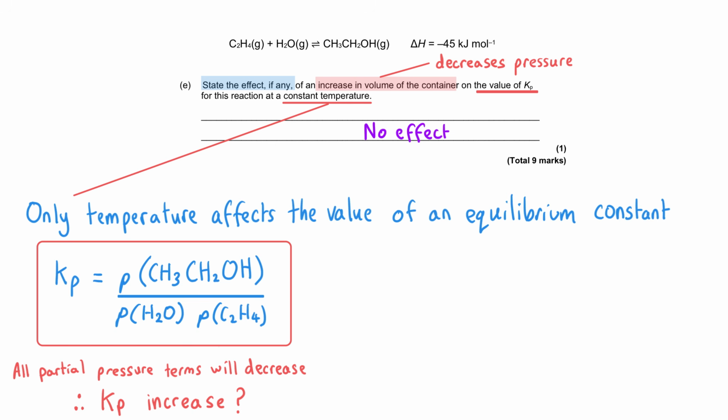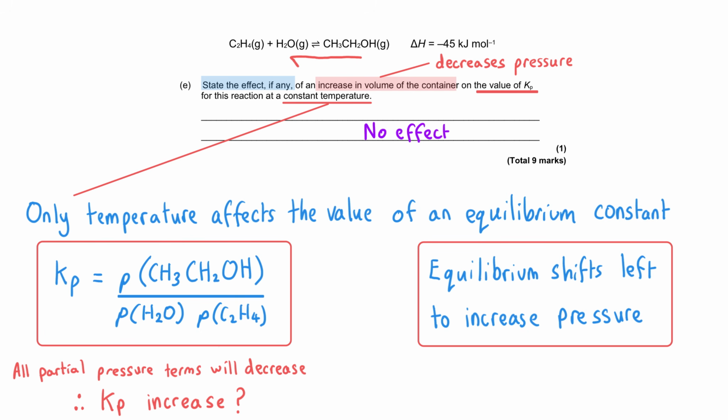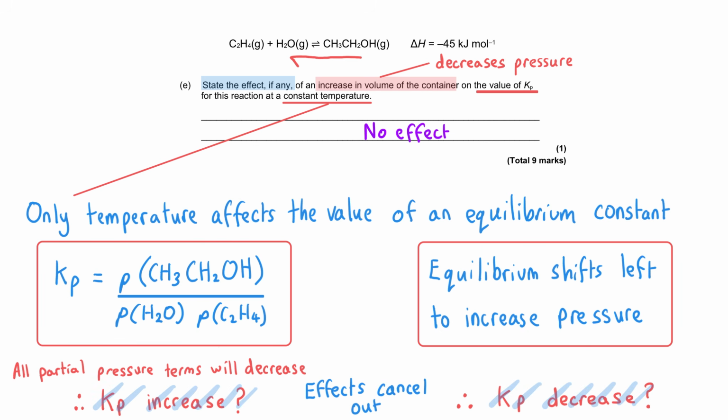However, because we are decreasing the pressure of the system at equilibrium, the equilibrium will shift to the left-hand side where there are more moles of gas, and that will have the effect of increasing the pressure again. And so these two effects will cancel each other out. One of them says that Kp should increase, and the other says that Kp should decrease, and they will cancel out precisely.